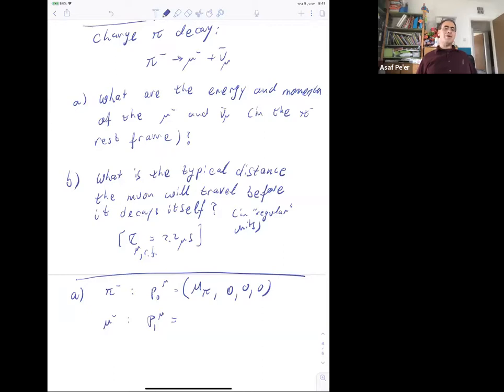You know, this is the point where I say, look, a few minutes ago I asked you if you have any questions, and you said no. For me, that means you should not have any problem answering this question. How do you write down the four-momentum of the muon? I mean, what do we have here, right?